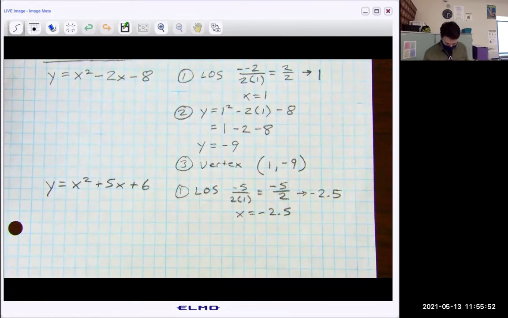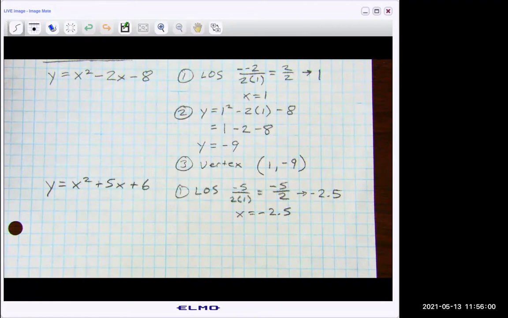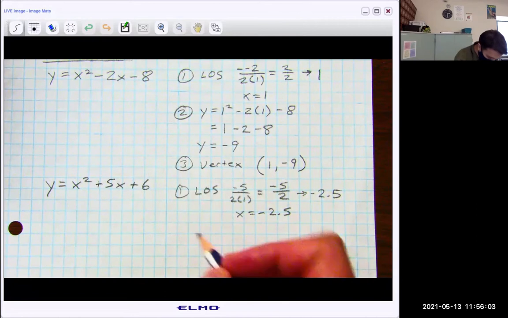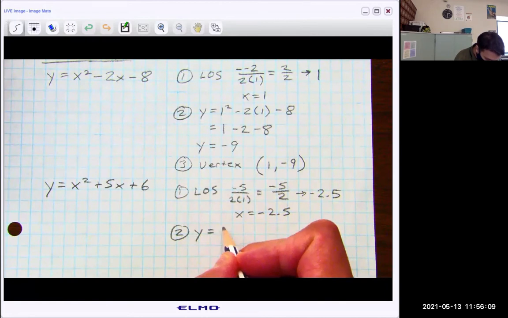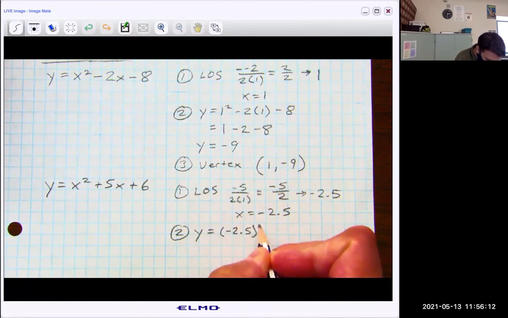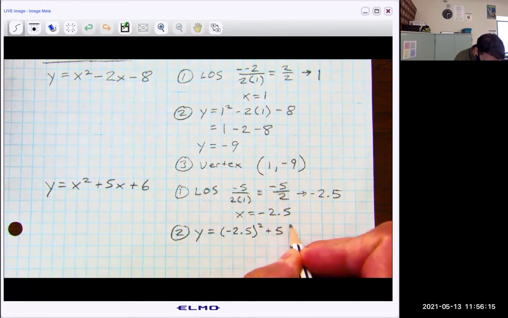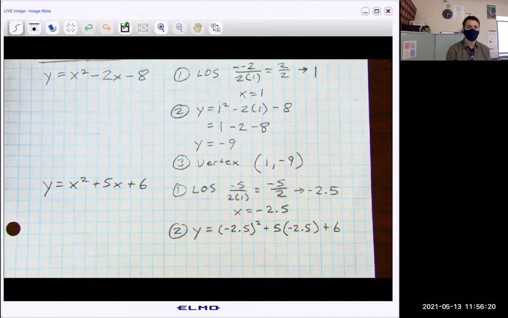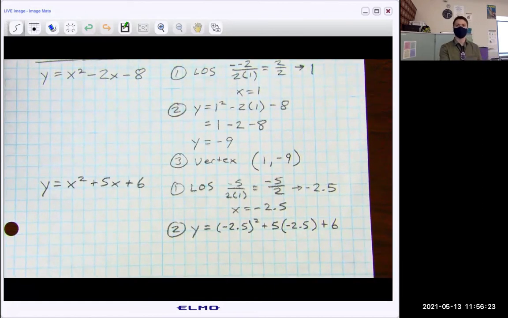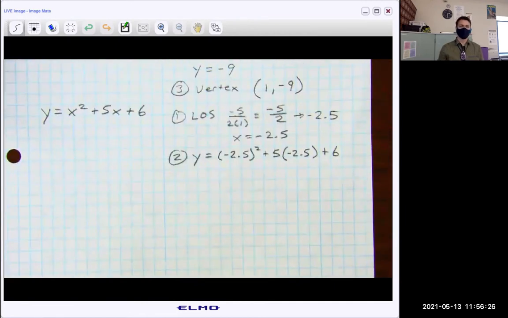Good. Someone online, tell me, what do we do second? Plug it in for x. Nice. Yep. Thank you. So instead of x squared, I'm going to have y equals, this is going to be -2.5 squared plus 5 times -2.5 plus a 6 on the end. This is where calculators are going to be super useful. And this is why decimals are better than fractions when you're dealing with these.